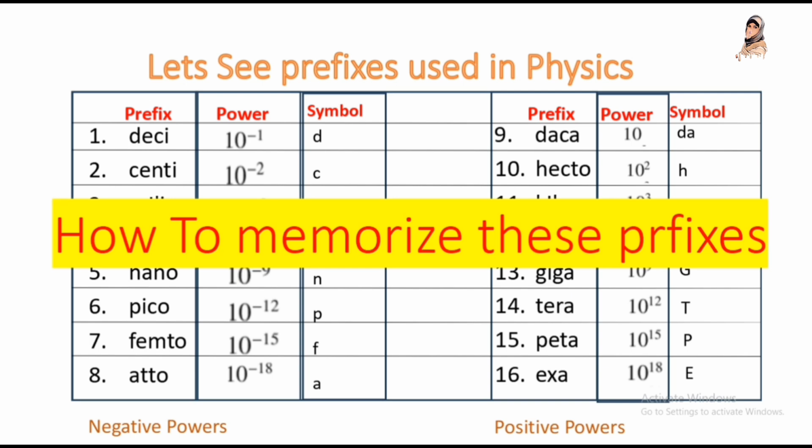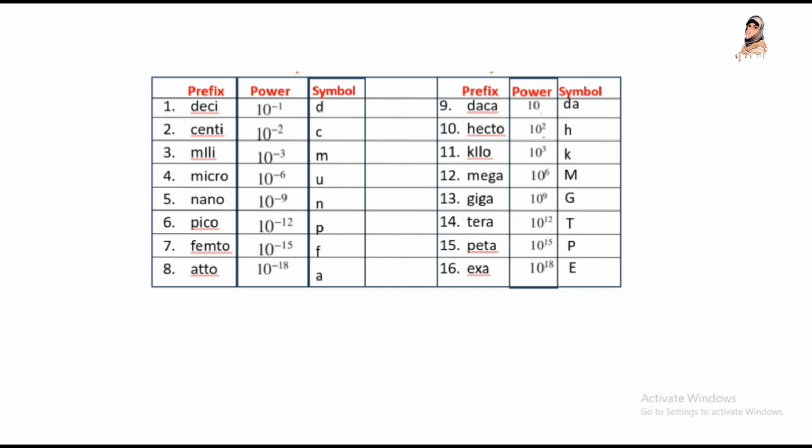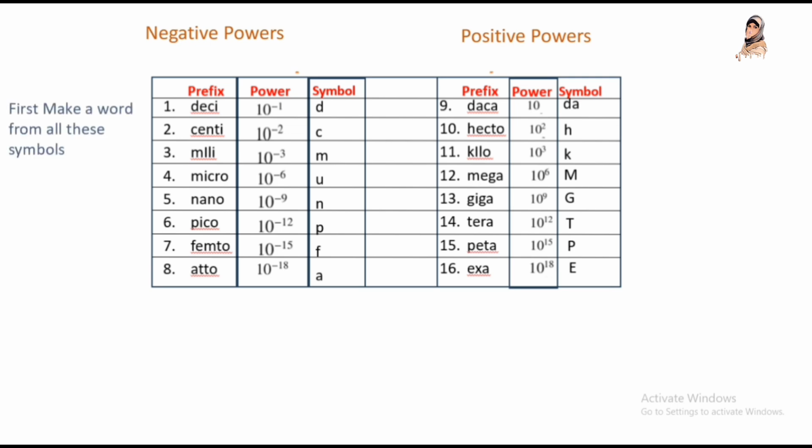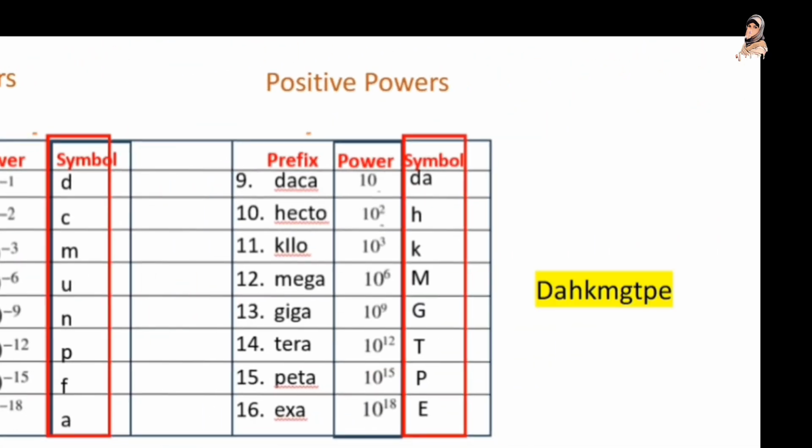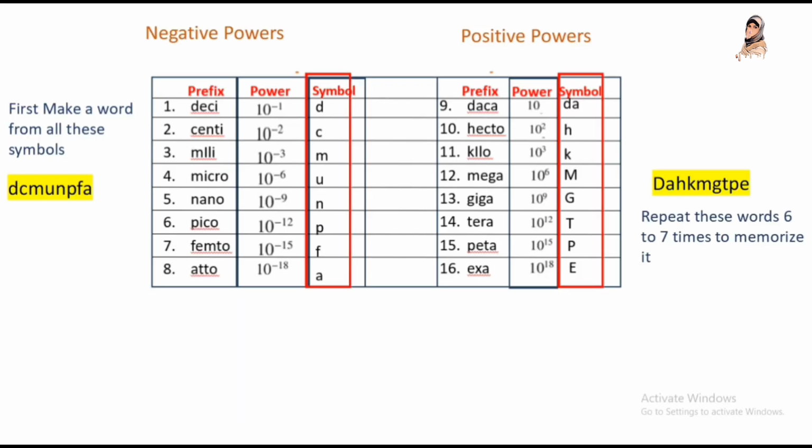Now, how to memorize these prefixes? Let's check out the method to memorize these prefixes. As you know that these are the prefixes for the negative powers and these are the prefixes for the positive powers. First, make a word from all these symbols. For the negative powers, we can make the word DC Munpafa and for the positive powers, we can make the word Decum Jetpi. So, repeat these two words 6 to 7 times to memorize these prefixes.